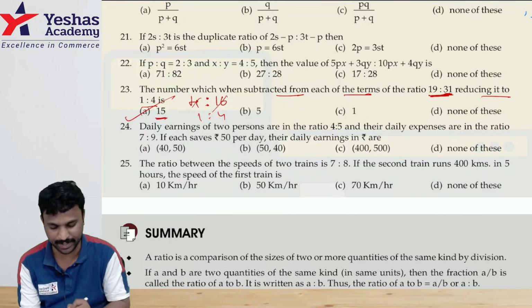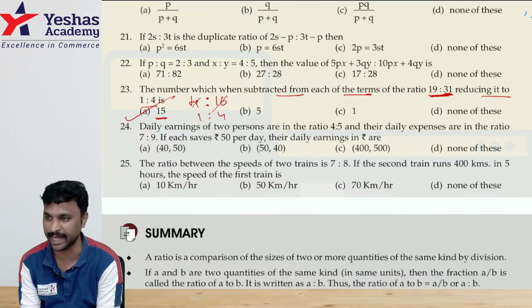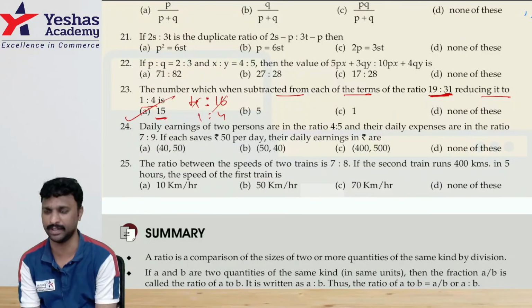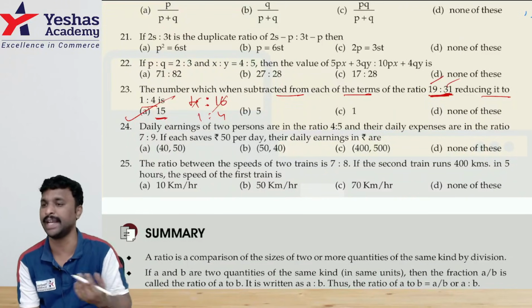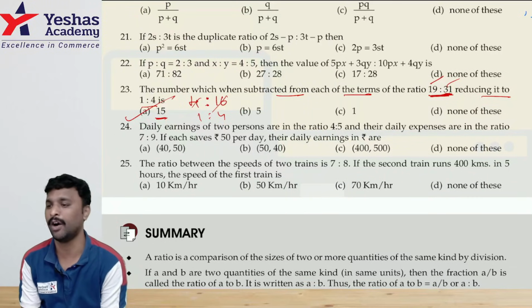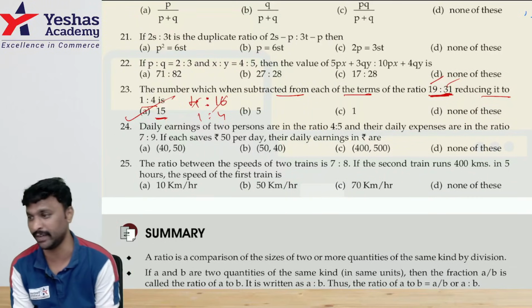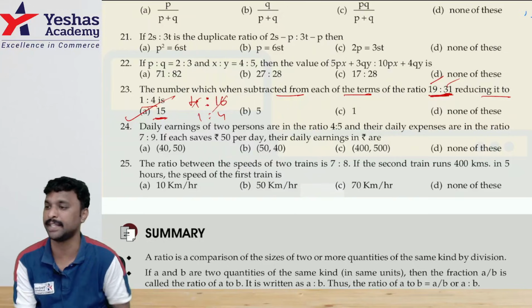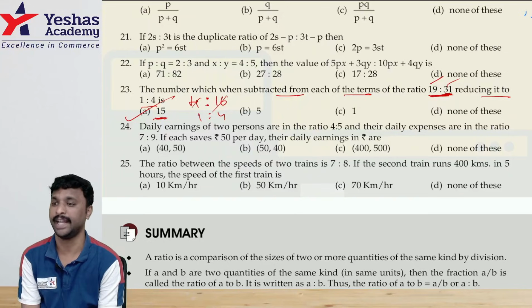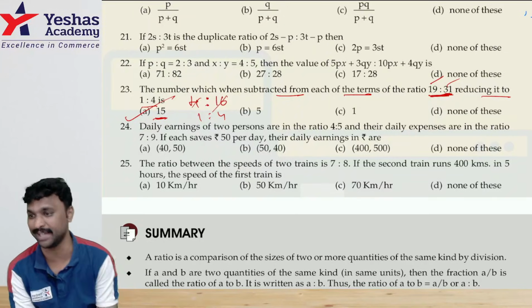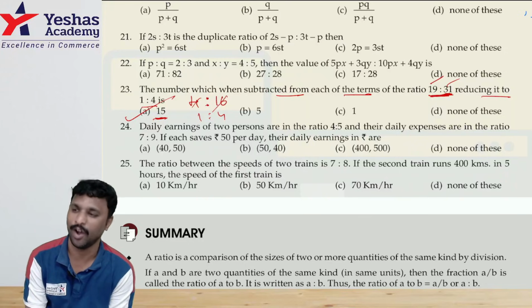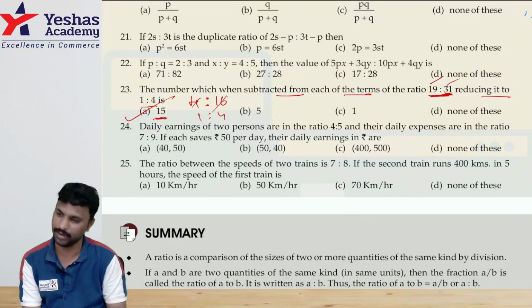See, they're asking what is that number to be subtracted from this 19:31. Obviously the terms, you can take it as 19 and 31 only, or it could be even 19 into 2 and 31 into 2. So the first option itself will satisfy the condition, so you need not take the multiplier for both the numbers as 2 or 3 or 4 or 5. Always try with the multiplier 1 always.